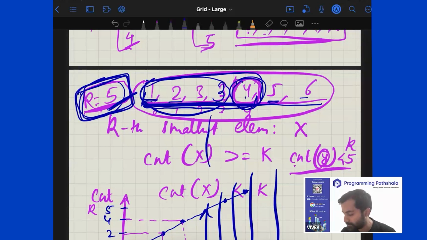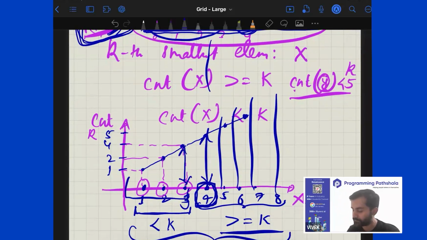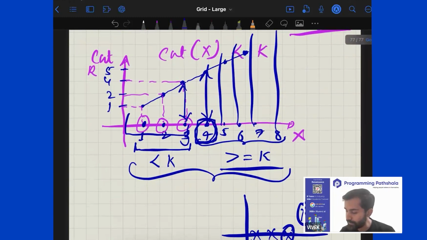You get the point? So let's say you are trying your luck for 3 and you found that the number of elements smaller than or equal to 3 is 4. So you can immediately discard 3 and everything behind 3, and you will say that your answer is lying on the right side. So carefully looking at it, imagine this function is defined in a range. So this function is monotonic from low to high.